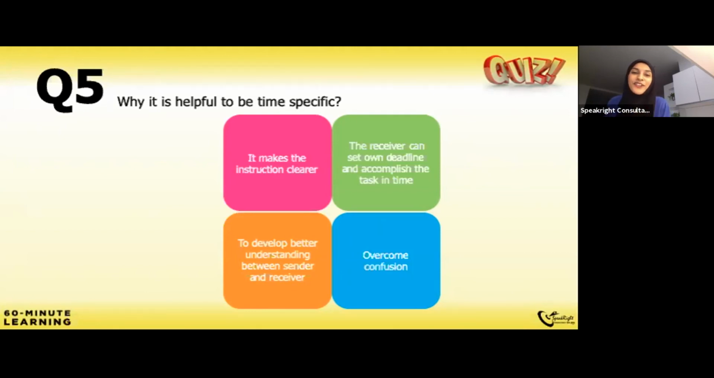Yes, Lin, congratulations. Right, you're the first one and the answer is correct. The receiver can set own deadline and accomplish the task in time. That is why time specific is very important. Avoid vague terms like immediately, as soon as possible, because the receiver does not know when to set her own deadline.